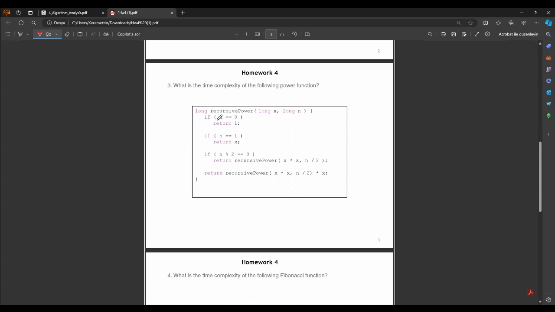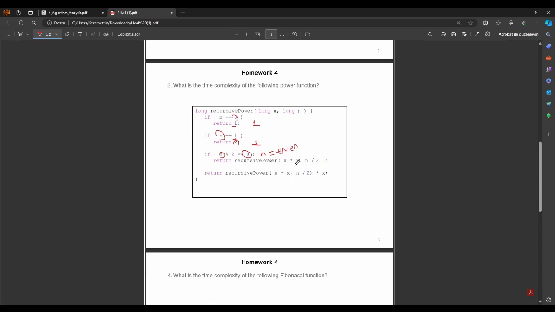As you see here, if our n equals 0, it will return 1, it is constant. If our n equals 1, it will return x, also constant, we can say. But if n divided by 2 equals 0, it means that our n is even.